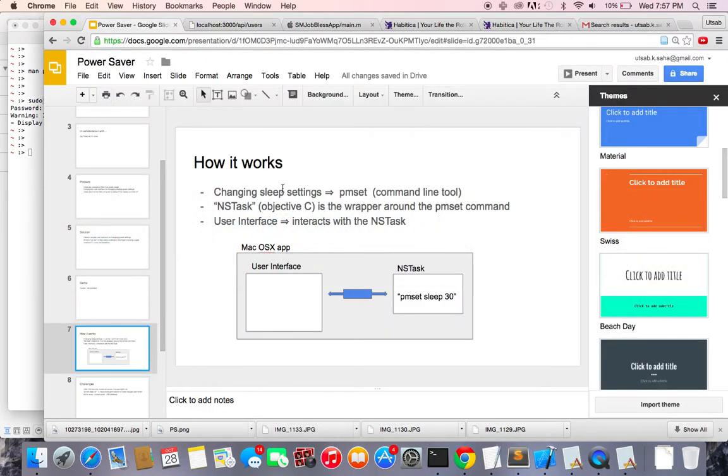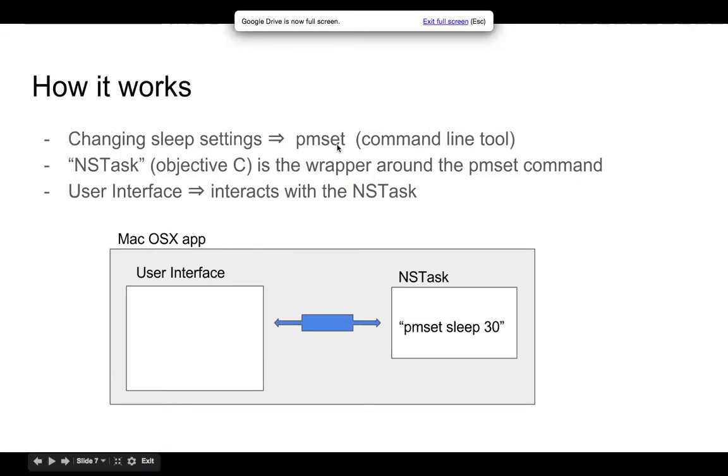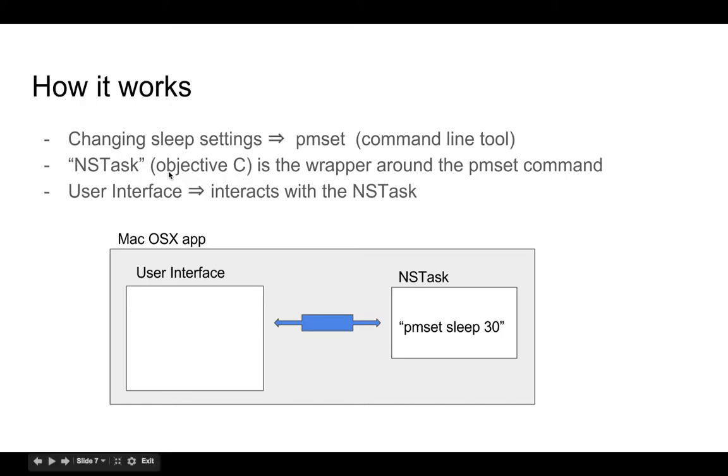Okay, so that's great, but how do we use this pmset command in the context of our app, and how do we connect it to our user interface? So the next step is to wrap this pmset command, which you see down here, inside this NSTask object, which is a construct inside Objective-C. And Objective-C is a language we use to build our Mac app. Now, this NSTask object can then interact directly with our user interface, which is also written in Objective-C, and they can then pass information freely back and forth between each other.